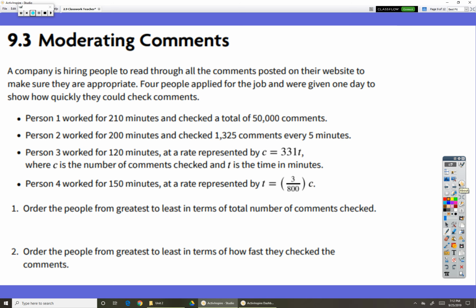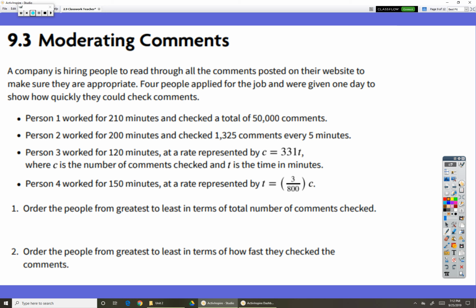All right, this next part, moderating comments, we would be doing together in class. Let's read it together. A company is hiring people to read through all the comments posted on their website to make sure they are appropriate. 4 people applied for the job and were given 1 day to show how quickly they could check comments. Person 1 worked for 210 minutes and checked a total of 50,000 comments. Person 2 worked for 200 minutes and checked 1,325 comments every 5 minutes.